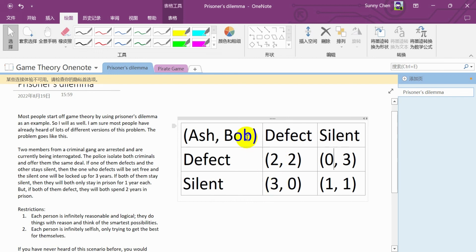Similarly, if we look at Bob's point of view, if Ash stays silent, then Bob will choose to defect since Bob will be set free. And if Ash defects, then Bob will still choose to defect since 2 years spent in prison would be better than 3. We can tell both people choose to defect. This part is called the Nash equilibrium.